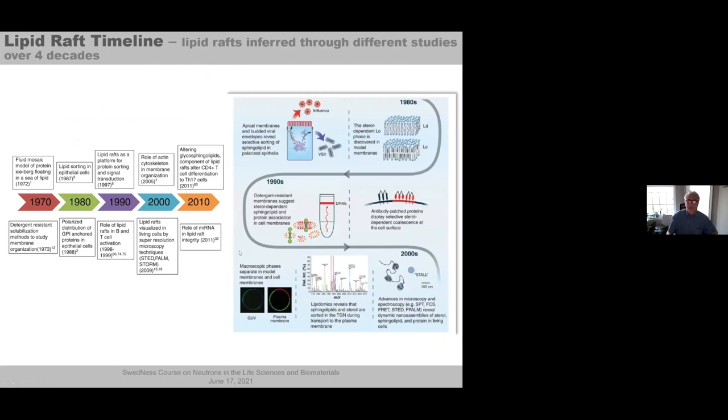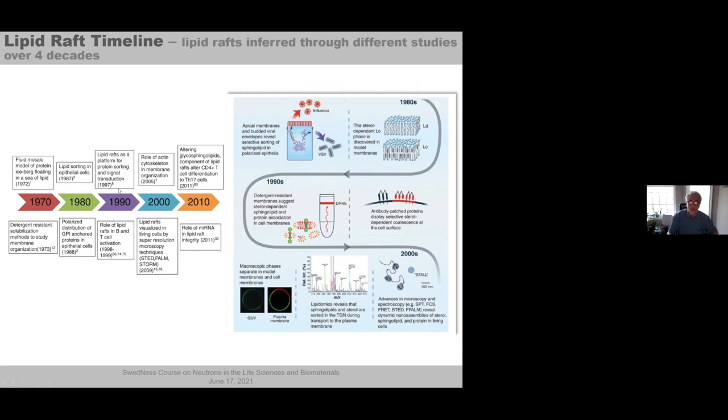So it took us a long time to get to the fluid mosaic model. It took about 50 years or so to get to the fluid mosaic model from the notion of the bilayer.